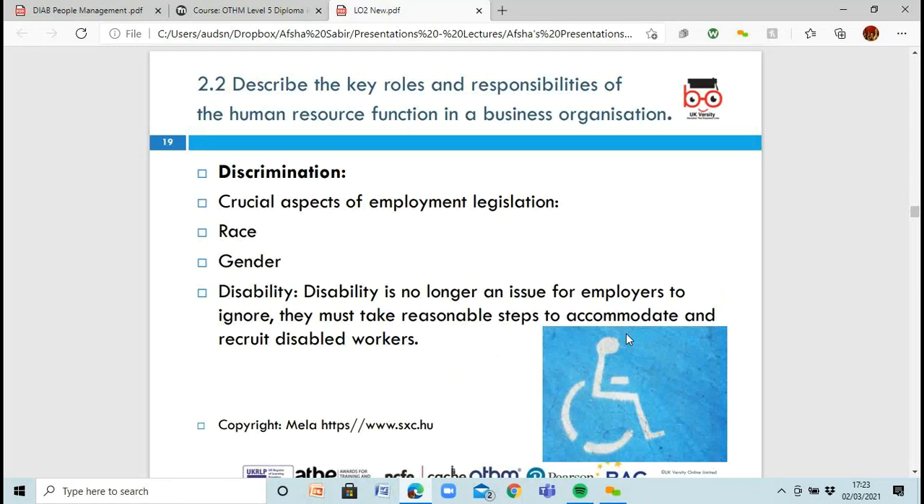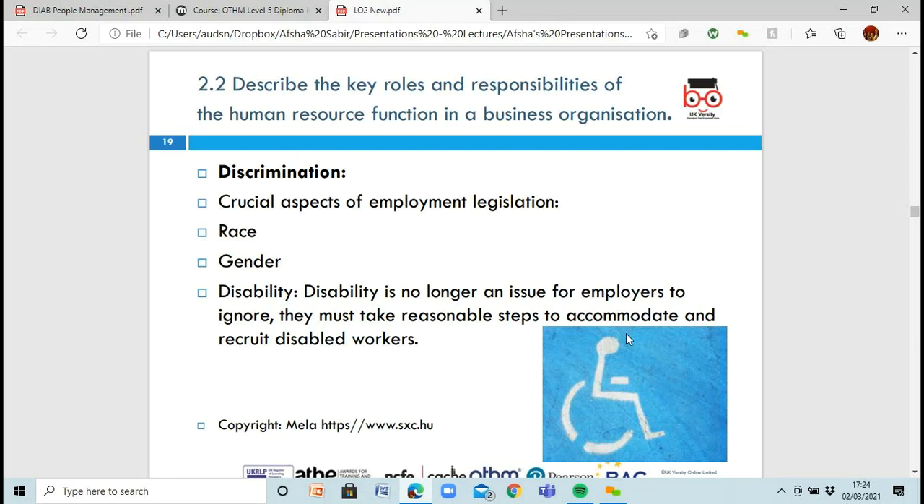Then you've got discrimination. So this is another aspect. This is a crucial aspect, actually. So you've got race, gender, and then you've got disability. So disability, maybe a few years ago, 10 years or so back, there would be a time where if you were in a wheelchair, you might not be hired.